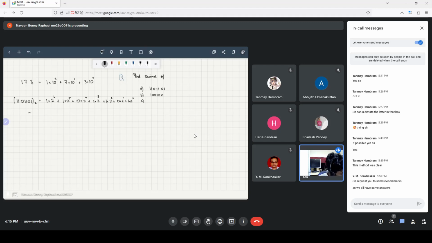Now you just put it into a calculator and check. So this will be 64 plus 32 plus 8 plus 4 plus 1, which simplifies to 109, I think. Likewise, you can do it for the other question.